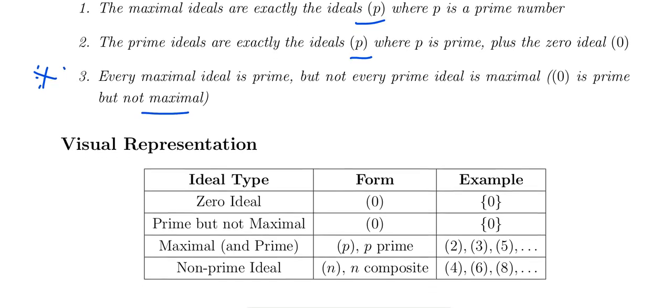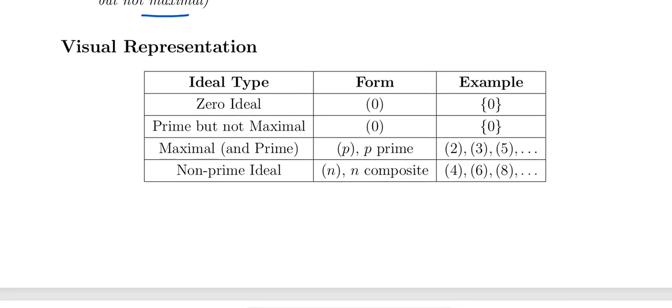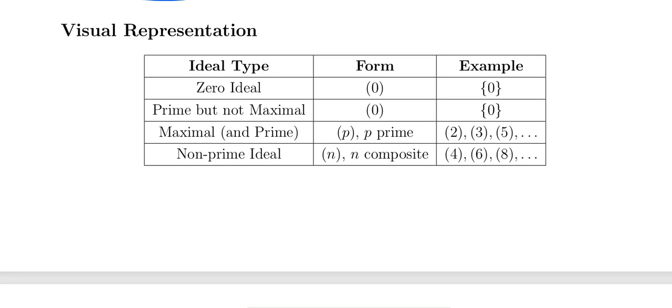So the 0 ideal, the collection {0}, is prime but not a maximal ideal. An example of both maximal and prime is an ideal generated by some prime number, for example 2, 3, 5 and so on. A non-prime ideal, for example, is one generated by some positive number that is a composite number. This is a non-prime ideal, not a prime ideal.